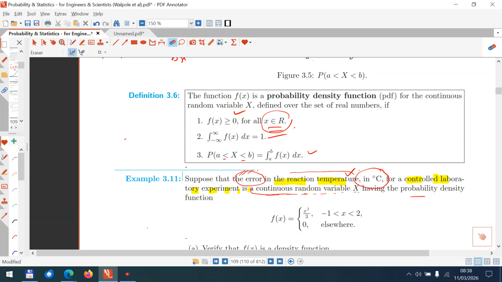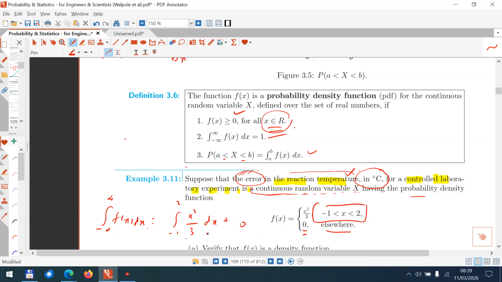Now, what is the next requirement? Integrate. We need to integrate f of x dx from minus infinity to plus infinity. So there are two subintervals, one is this and one is this. This one is from minus 1 to 2, the integral of x squared divided by 3 dx, plus for all the other values it must be 0. Why? Because f is 0 there and the integral of 0 is 0.